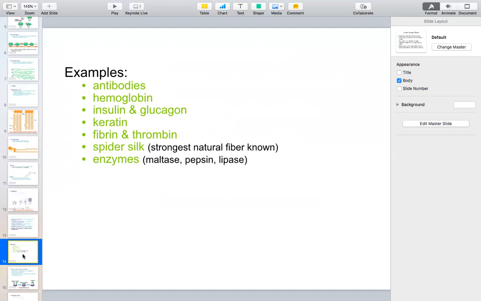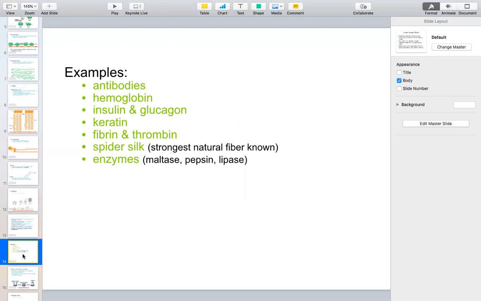There's other hormones like insulin that's made to help in regulating sugar and glucagon for fat metabolism. You have keratin that helps in hairs and fingernails. Fibrin and thrombin are found in your blood to help with blood clotting. Spiders, their silk is actually made up of protein and one of the strongest structures that we know of. And then again, all sorts of enzymes.